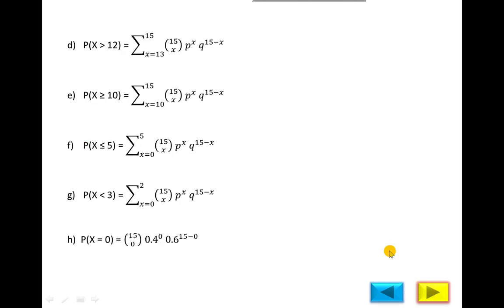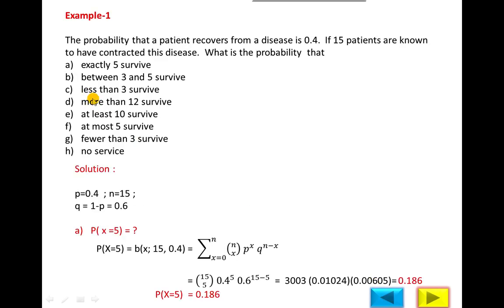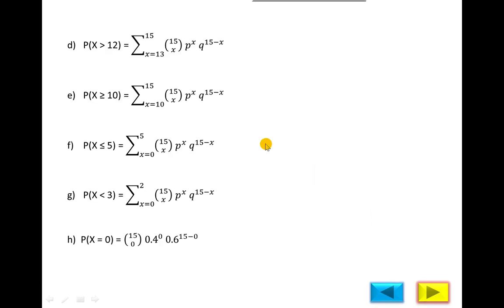Next part, more than 12 survive. More than 12 means from 13 to 15. Greater than 12 means from 13 to 15, because the maximum number of patients is 15. It will start from 13, the last will be equal to 15. Substitute here different values of X one by one, same as the previous part. First substitute 13, plus sign, then 14, then 15. Simplify, you will obtain the probability of more than 12 patients surviving.